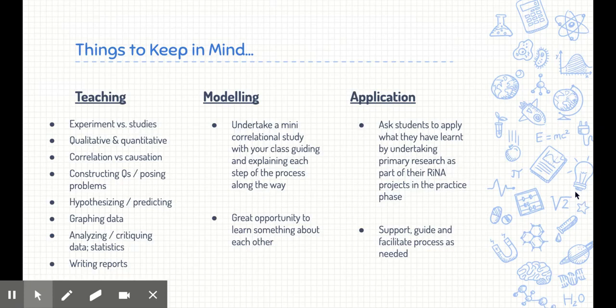Lastly, students are then asked to apply what they've just learned by undertaking primary research as part of their RENA projects in this practice phase. Teachers can be available to support, guide, and facilitate the process as needed.